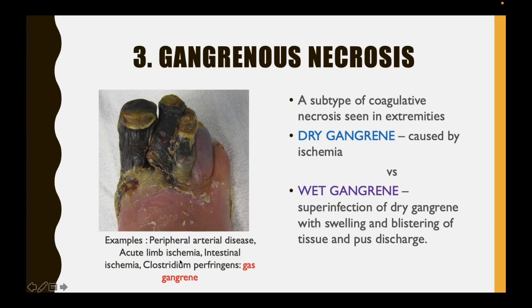So some of the examples are peripheral arterial disease, acute limb ischemia, intestinal ischemia, and gas gangrene. Gas gangrene is caused by Clostridium perfringens, and this condition actually is a life-threatening condition, and it is basically a necrotizing soft tissue infection that occurs with exposure to this microbe.